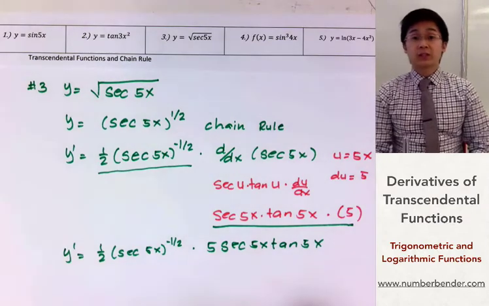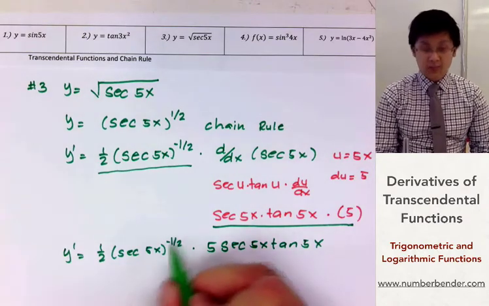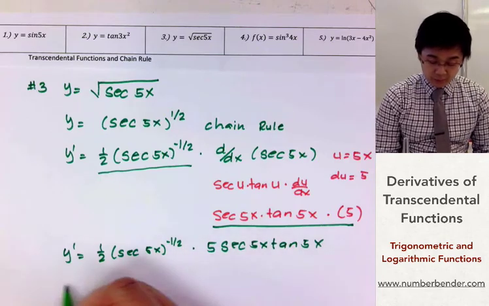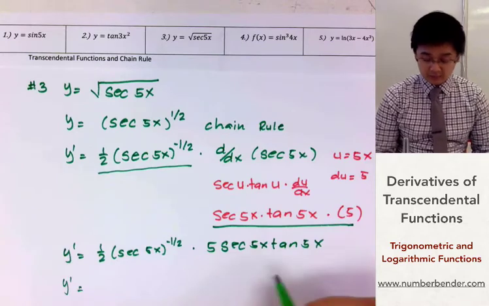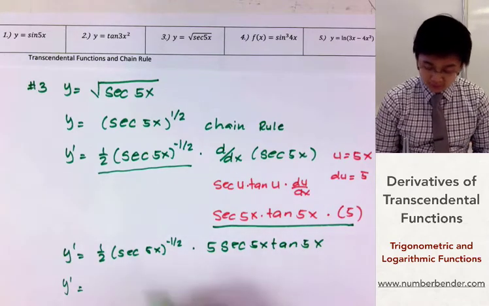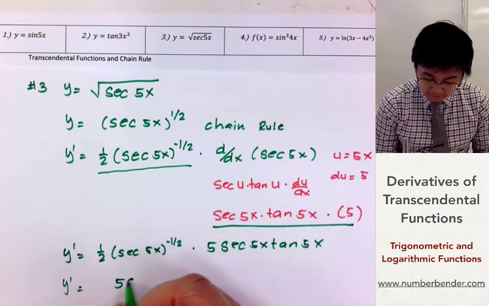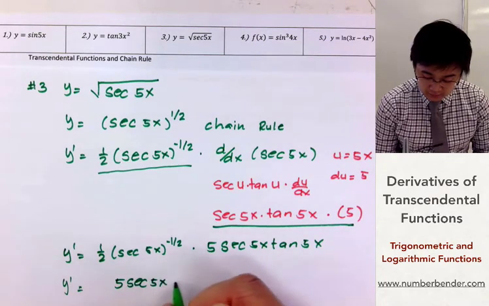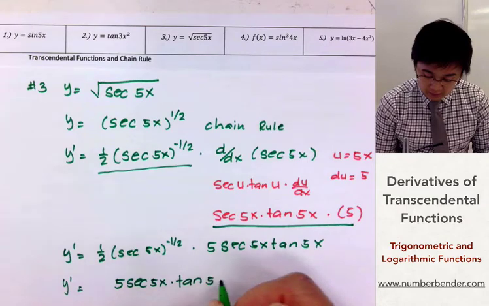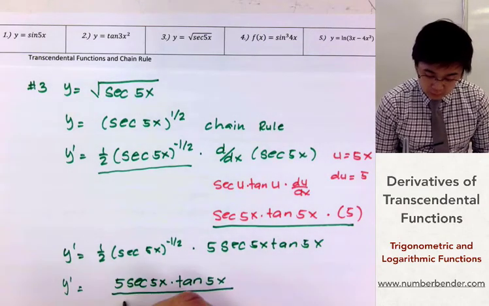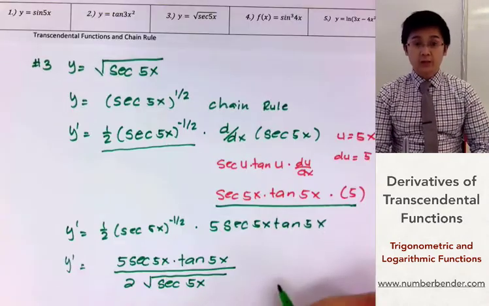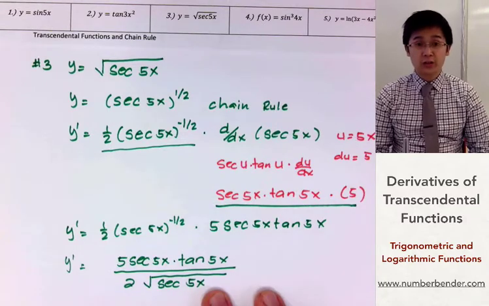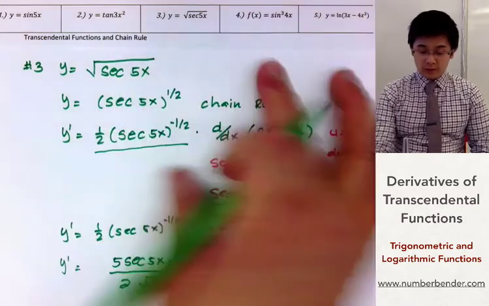is our derivative function. And if you want to further simplify this, since this is a negative exponent and it's 1/2, we can modify this into a fraction and the radical form of our secant 5x. So we'll have 5 secant 5x tangent 5x all over 2 square root of secant 5x. So this is now the other version of our derivative function on problem number 3.